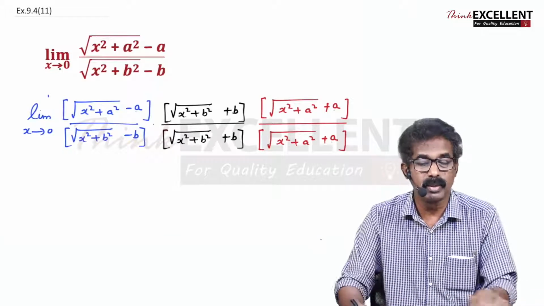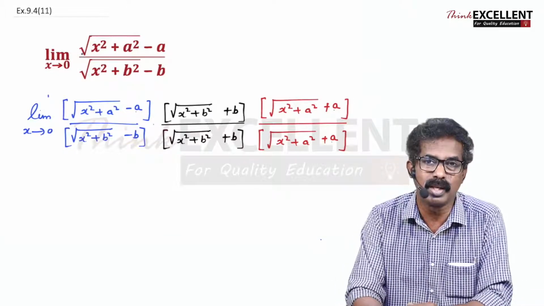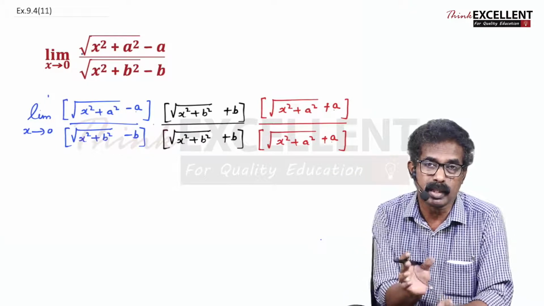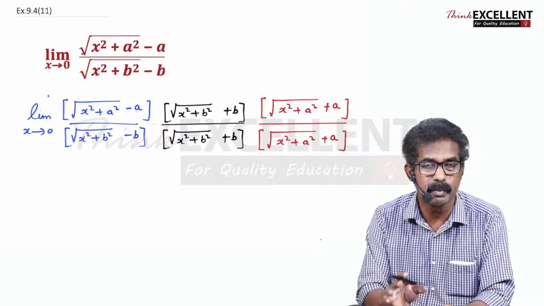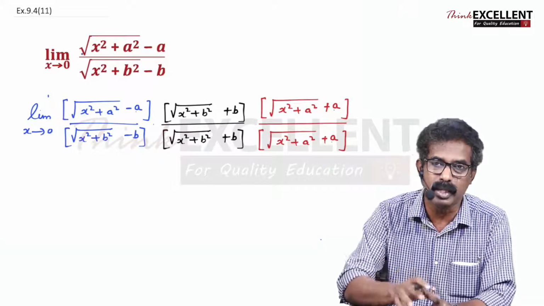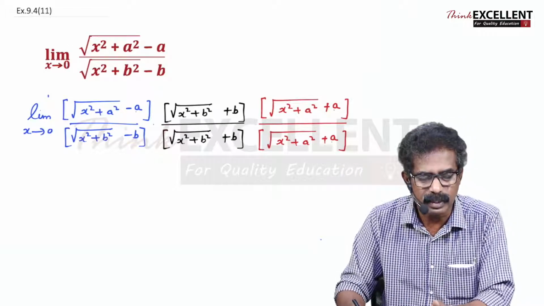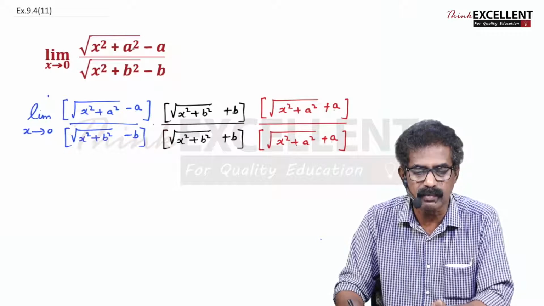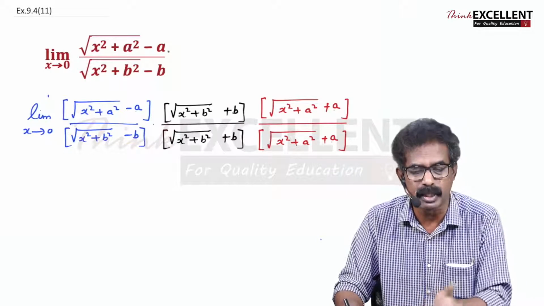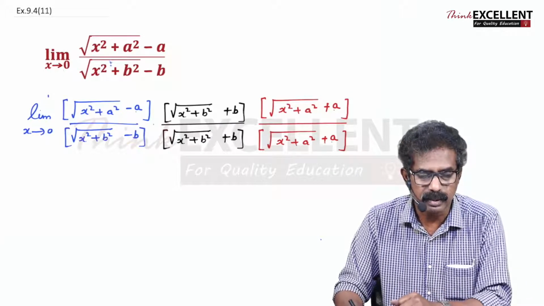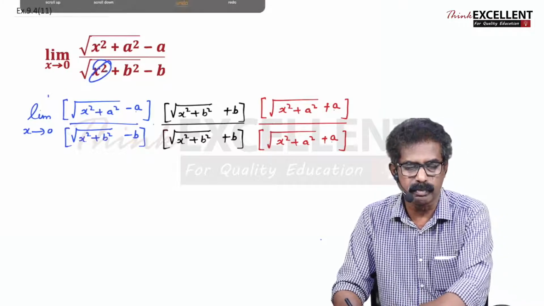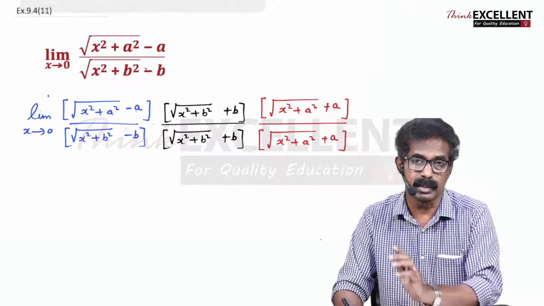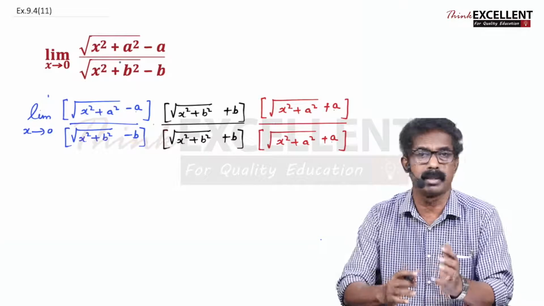Look at this question with root. In the previous video I taught with root, but either root is in the numerator or denominator, but here we have root in both numerator and denominator. If I apply the limit directly, x is 0, x square becomes 0, root of a square is a, so a minus a, numerator 0. Denominator for x, if I put 0, this will be 0, root of b square is b, b minus b again 0. So here the method is you multiply by the conjugate.